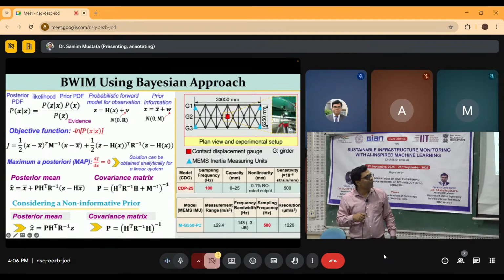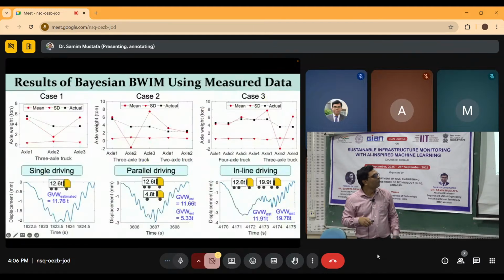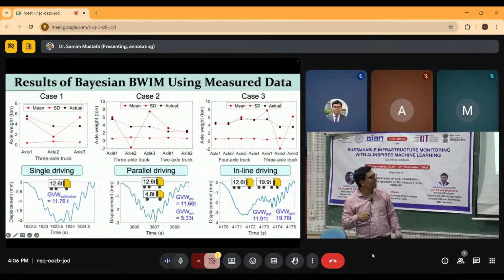So suppose in the bridge there are two types of sensors. Here I have placed a detection sensor on this side, and then I have used another sensor, a contact displacement gauge, at the center, middle. The purpose is to measure the displacement, and the detection sensor's purpose is to measure the entry and exit time of the vehicle. Okay, no example has been provided here, I have skipped this.